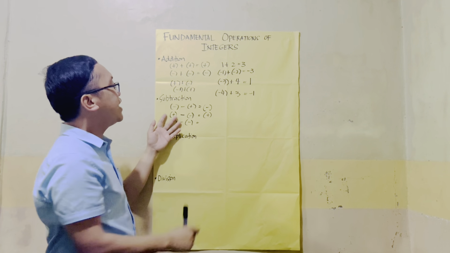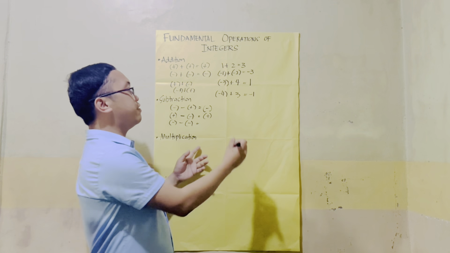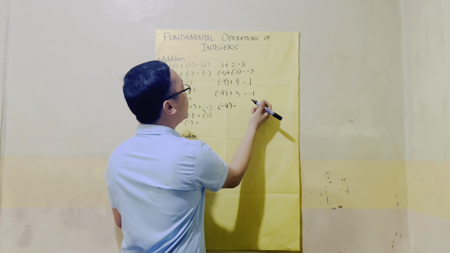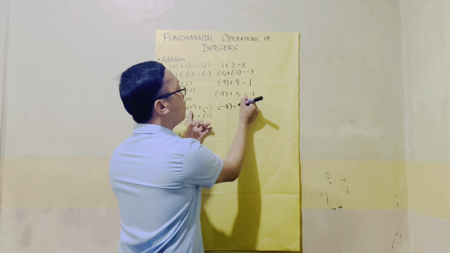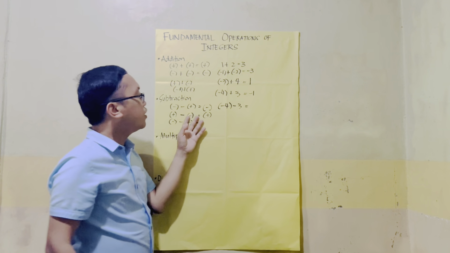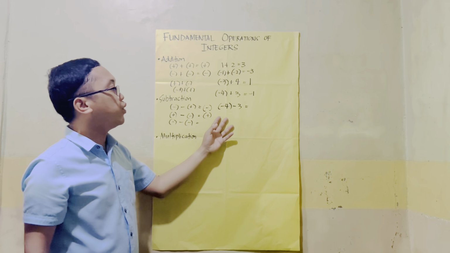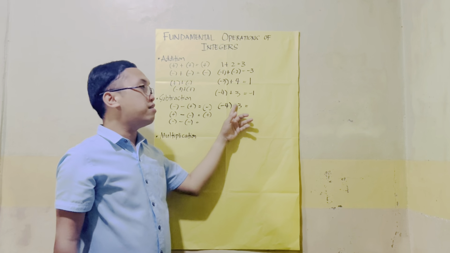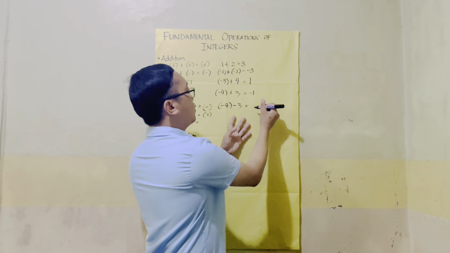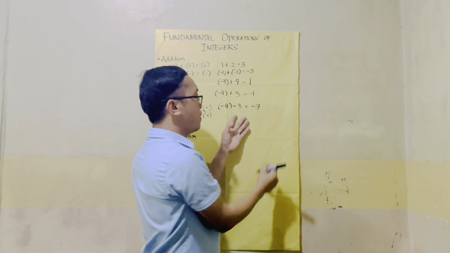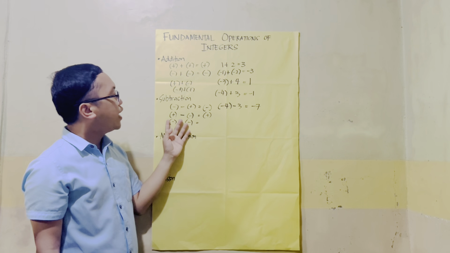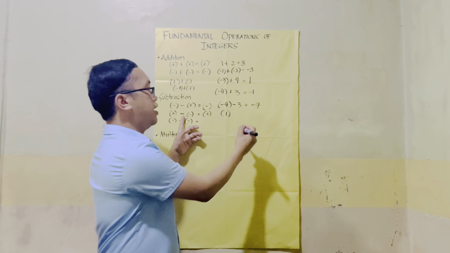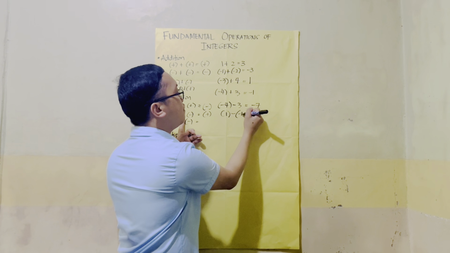For the first one, negative minus positive number. So let's say negative 4 minus a positive number 3. It will equal a negative number because what we're going to do is just add the two numbers and then copy the sign. So it's negative 7. The second one is a positive number, let's say 1, minus a negative number, let's say negative 1.